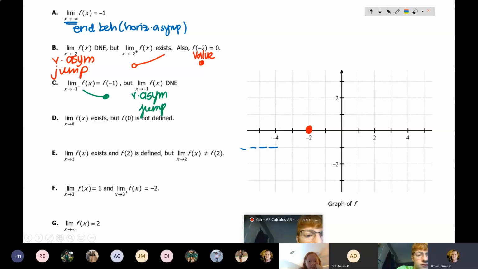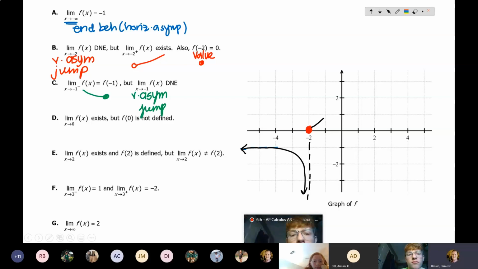So putting this all together, we'll do it in black. I know that somewhere it has to level off at -1, but as I go towards -2, only the limit from the right exists. So only the limit coming in from the right-hand side exists. The limit doesn't exist, so I'm going to draw something that looks like this. So I have it leveling off at -1, but on the left-hand side, it's approaching a vertical asymptote.